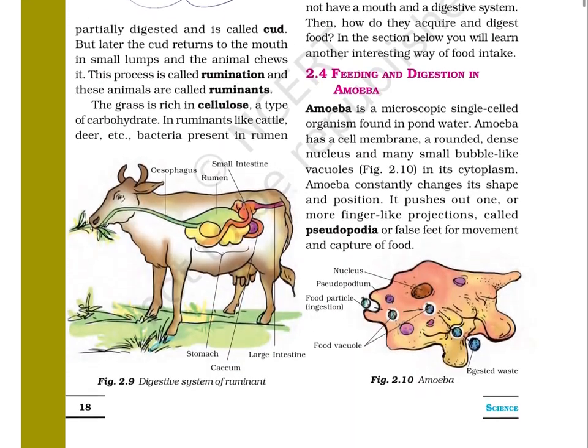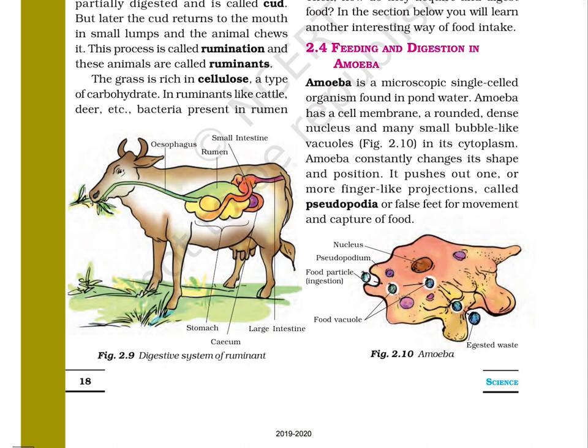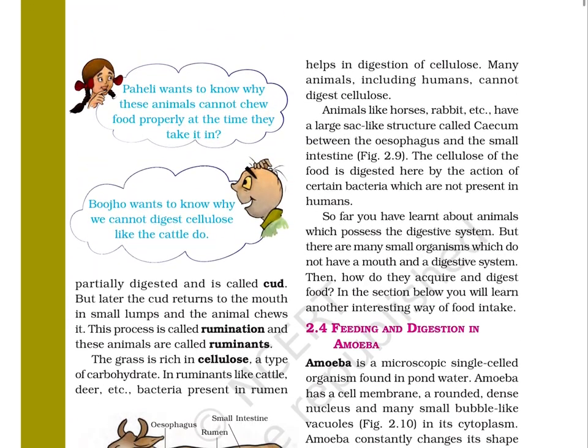The grass is rich in cellulose, a type of carbohydrate. In ruminants, like cattle, deer, etc., bacteria present in the rumen help in digesting cellulose. Many animals, including humans, cannot digest cellulose.